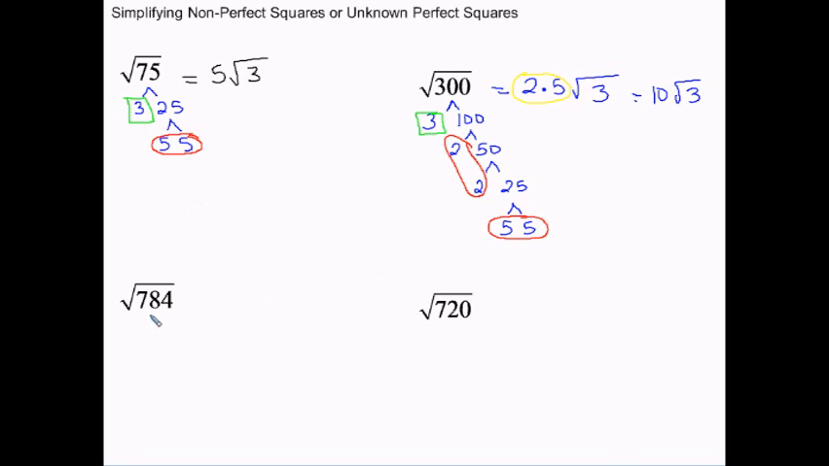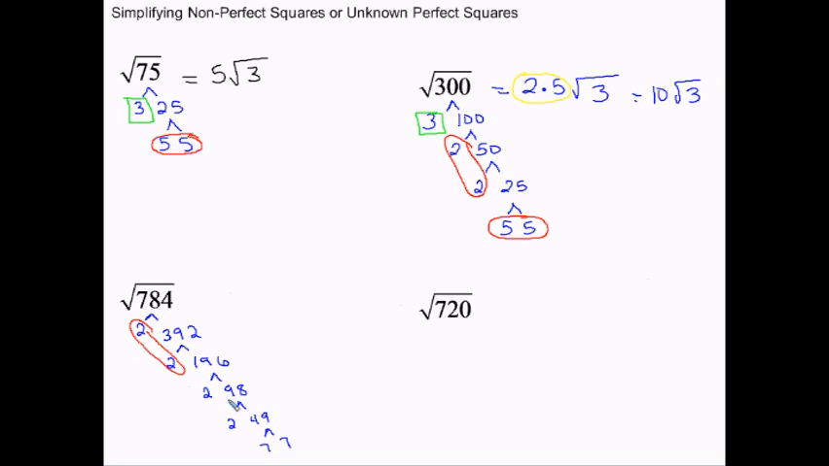784, I don't know if that has any perfect squares in it or not, so I'm going to start factoring it. I divide it by 2 because it's even. So I get a 392 and a 2, which is also even. And I get a 196 and a 2, which is also even. So I get a 98 and a 2, and a 49 and a 2, and a 7 and a 7.